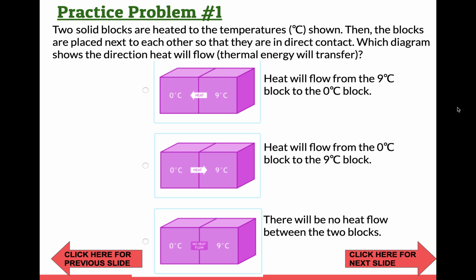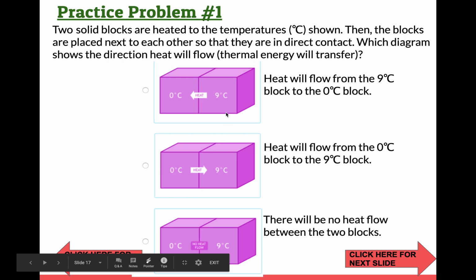Now, this is a practice problem. You're going to see the same type of problem on your exit ticket today. So listen very carefully. I'll teach you how to do well on this question. It says 2 solid blocks are heated to the temperatures shown. So there are 2 blocks. This block was heated to 0 degrees, and the other block was heated to 9 degrees Celsius. And then these blocks are placed right next to each other so that they are in direct contact. They are touching. Now, which diagram shows the direction that heat will flow?